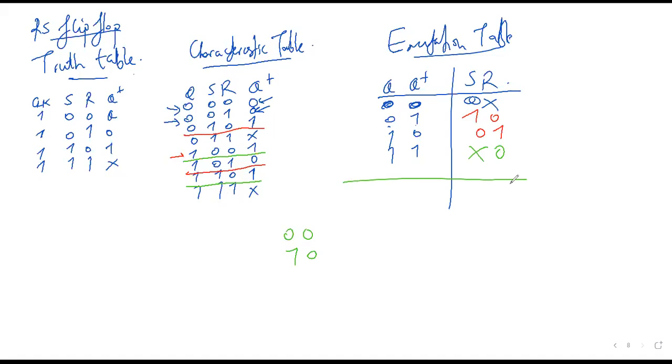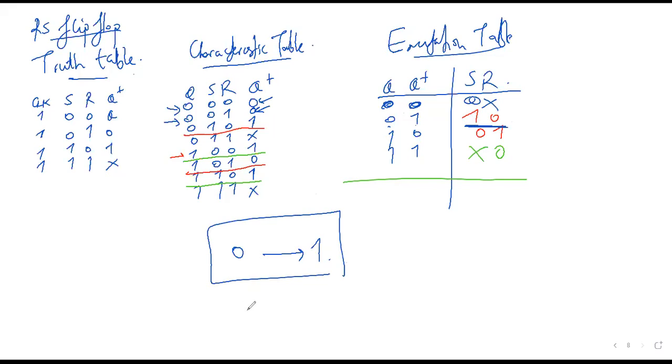This is how we come up with the excitation table. Now I know if I'm building up my circuit, and I want my state to go from 0 to 1, what will I do? I'll come to the excitation table. I change my inputs to 1, 0. If I change my S and R to 1, 0, it means my states will go from 0 to 1.